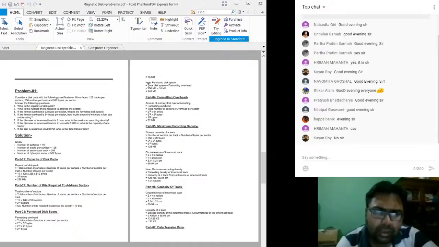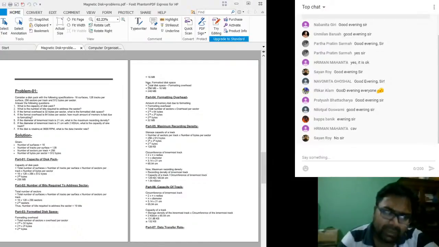Okay. Next comes formatting overhead. If you see question number 4, they have again given: if the format overhead is 64 bytes per sector, how much amount of memory is lost due to formatting. So this is the same thing, you are just finding the formatting overhead. Only thing, they have changed the formatting overhead from 32 to 64 bytes here.